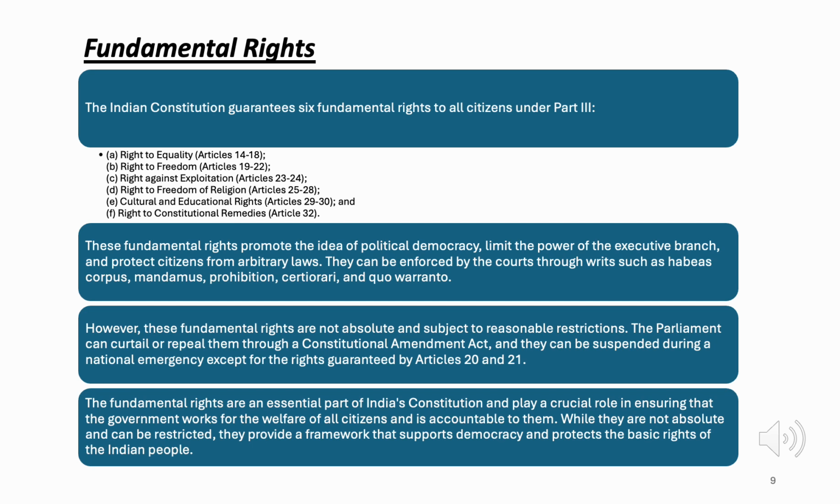The fundamental rights are an essential part of India's constitution and play a crucial role in ensuring that the government works for the welfare of all citizens and is accountable to them. While they are not absolute and can be restricted, they provide a framework that supports democracy and protects the basic rights of the Indian people.